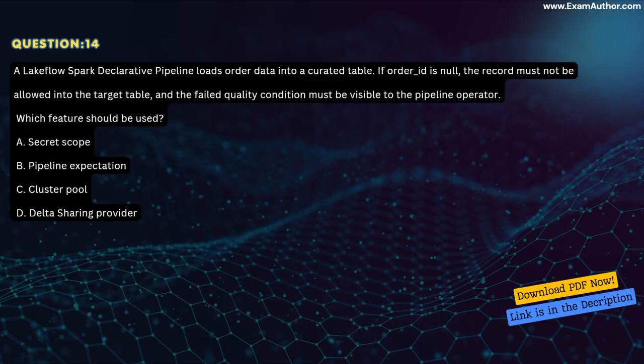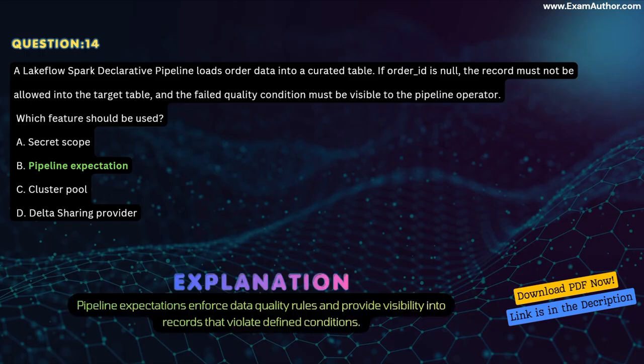Question 14. A Lakeflow Spark declarative pipeline loads order data into a curated table. If order_id is null, the record must not be allowed into the target table, and the failed quality condition must be visible to the pipeline operator. Which feature should be used? A. Secret scope. B. Pipeline expectation. C. Cluster pool. D. Delta sharing provider. Correct answer: B. Pipeline expectation. Explanation: pipeline expectations enforce data quality rules and provide visibility into records that violate defined conditions.